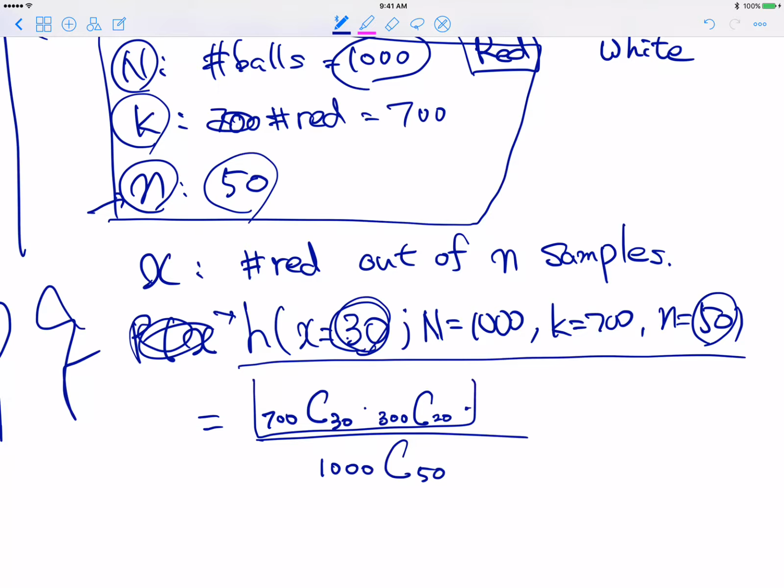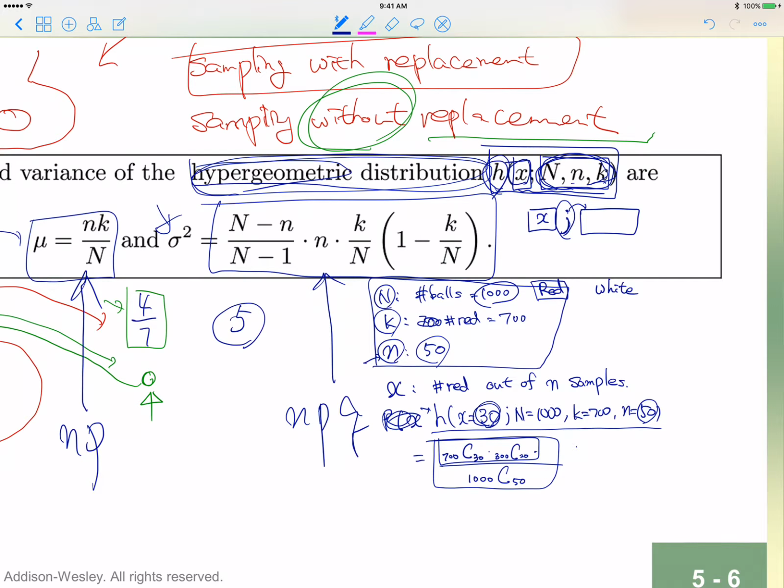So these are the total number of different cases of selecting 30 red balls out of 700 total red balls and 20 white balls out of 300 total white balls. So these give the probability of x being 30. That's how we define this hypergeometric distribution.